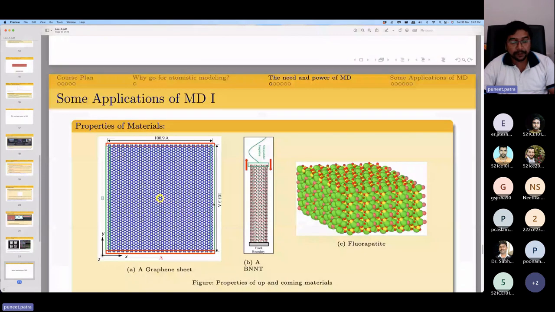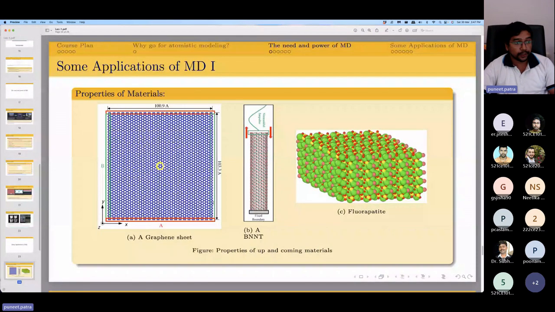Lastly, I want to detail what all applications you can do with molecular dynamics. You can find out the properties of interesting materials such as graphene or carbon nanotube. The graphene is shown over here on the left hand side. The carbon nanotube is shown over here in the middle, or rather the boron nitride nanotube is shown over here in the middle. And there is a new kind of naturally available material called fluoroapatite, which is shown over here in the right hand side. You can use molecular dynamic simulation to explore and understand their mechanical properties, their thermal properties, their electrical properties, and so on and so forth.